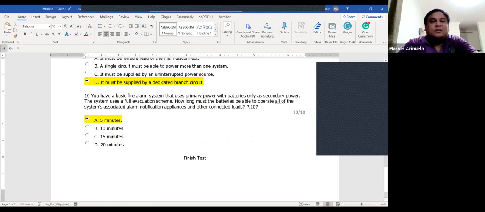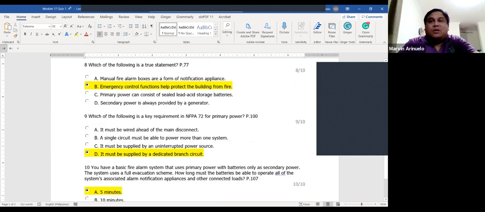We discussed that. And how long must the battery be able to operate all of the system and associated alarm? During alarm, all connected loads at least 5 minutes. Standby 24 hours, okay? So that's all for tonight.